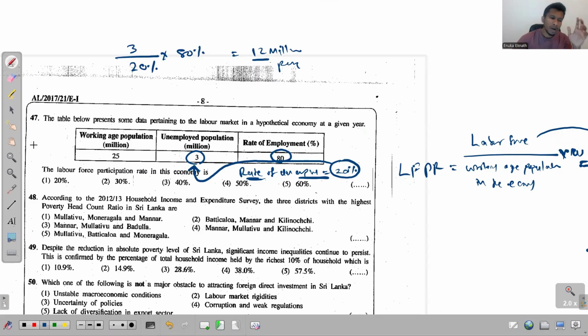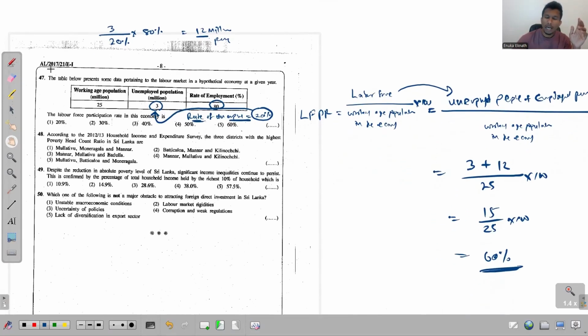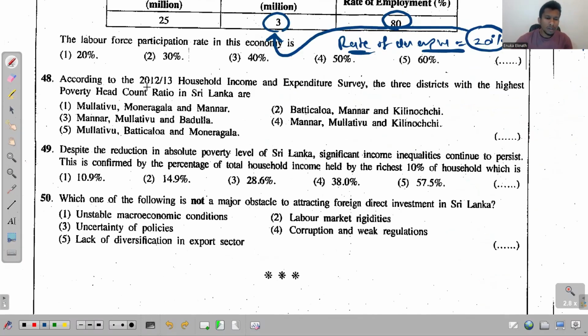එහෙම තමයි මම ඔය 12 million හොයාගත්තේ. ඒක තමයි මම මෙතනදී use කළේ into this calculation. Right? So we get the answer 60%. Right. 48th one. Look at this one. According to the 2012-13 house. Okay, see that now. This is not the relevant one for your A-level year. So I'm going to skip this question, because no point of discussing the answer here.